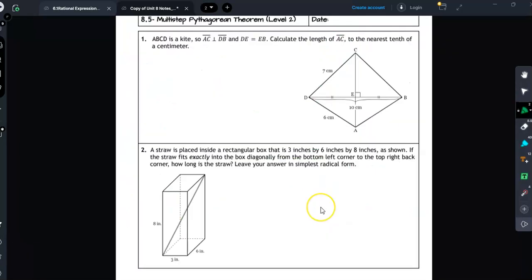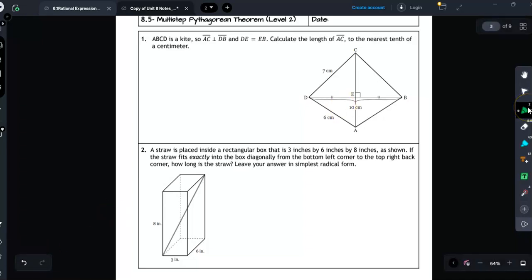Thanks, Bob. Okay, so this is level 2. It's going to make us do a lot more in-depth things. So we have a kite, and we know that AC is perpendicular to DB. Calculate AC to the nearest tenth of a centimeter. So we have 6, 7, to AC. But we're going to have to figure out this little guy first, and this guy, right?